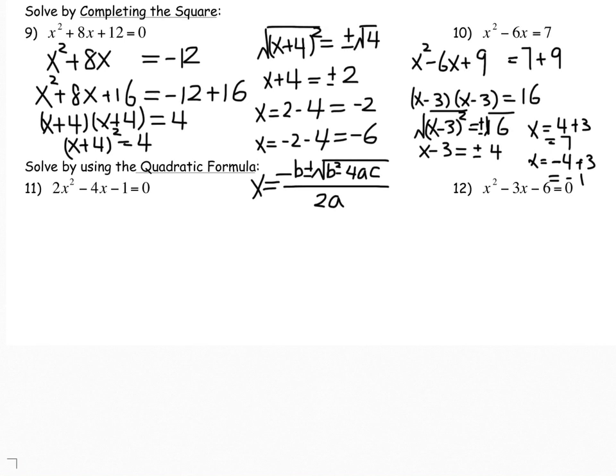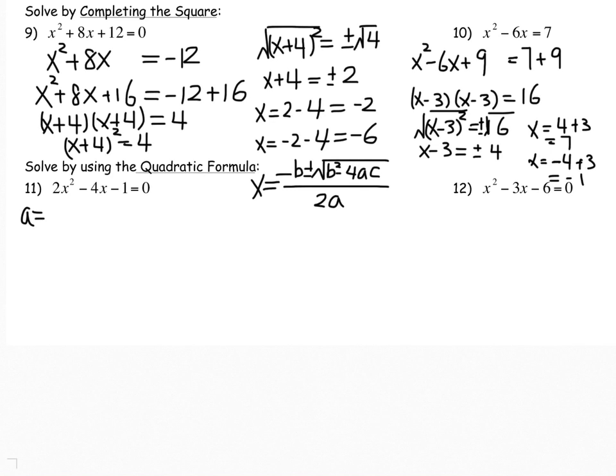When you plug it into the quadratic formula, please do not think too much other than identifying the parameter values of a, b, c. The next step would be to plug in the numbers. So take a look at number 11. What's our a value, b value, c value?